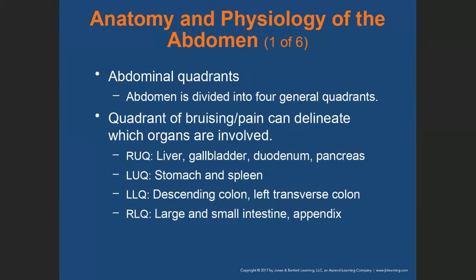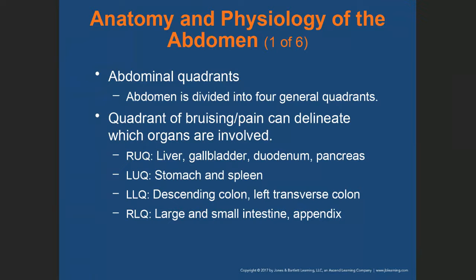Abdominal quadrants. The abdomen is divided into 4 general quadrants. The quadrant of bruising or pain can delineate which organs are involved. Within the right upper quadrant, you have the liver, the gallbladder, duodenum, and pancreas. In the left upper quadrant, you have the stomach and spleen. It's very important to note that the liver is on the right side, the right upper quadrant, and the spleen is on the left. These are 2 highly vascular organs that, if injured, can bleed significantly.